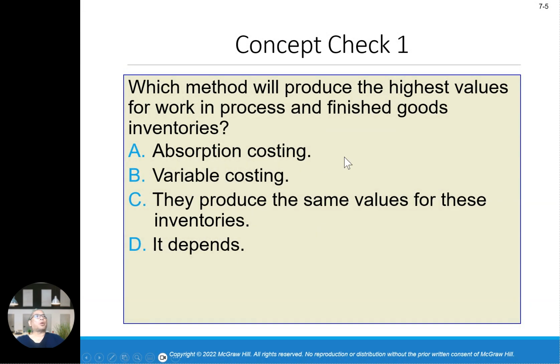Okay, which method will produce the highest value for work in process and finished goods inventories? A. Absorption costing. B. Variable costing. C. Produce the same value of this inventory. D. It depends. Either A, B, C, or D is your answer. Which one do you choose? Take a moment, a few seconds. So what's the answer, guys?